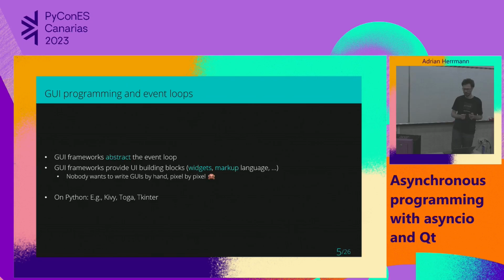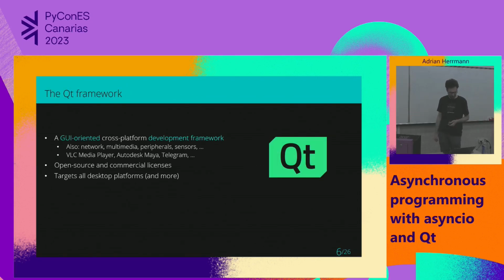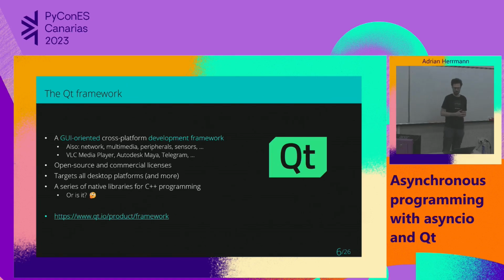But I'd like to introduce another framework that you can use in Python, and that is the Qt framework. The Qt framework, spelled Qt, is a GUI-oriented cross-platform framework. It's not only for GUI, there are some APIs for other stuff, but GUI is the main focus. There are a few big names that you might know: VLC, Media Player, Autodesk Maya, Telegram. These are just a few examples of programs that use Qt. It has open source and commercial licenses. It targets all desktop platforms and a few more. And it's actually a series of native libraries for C++ programming.